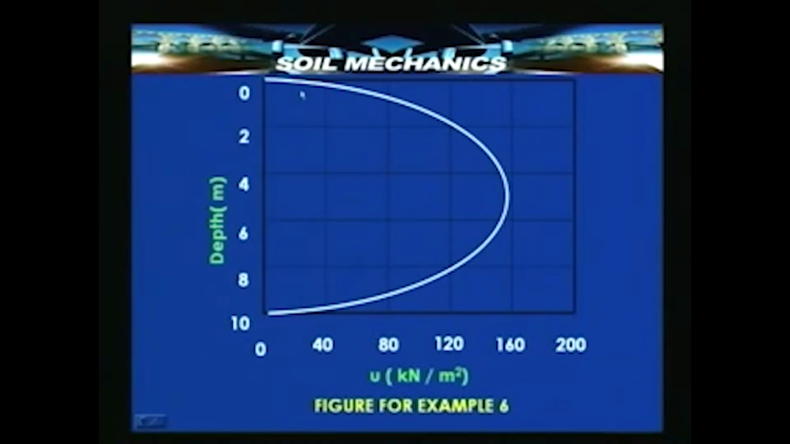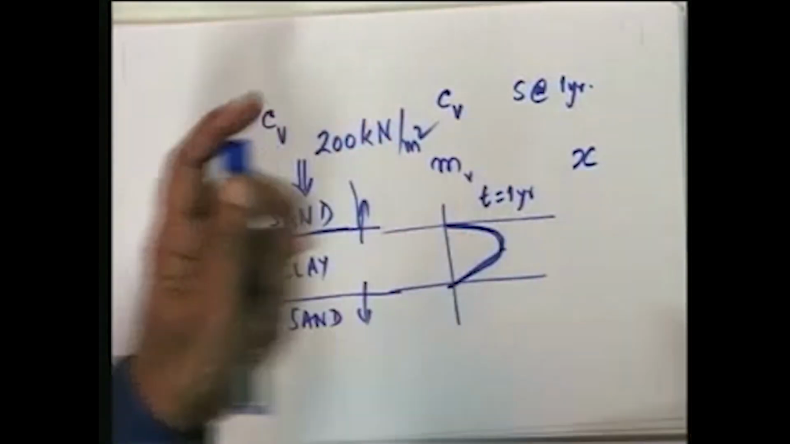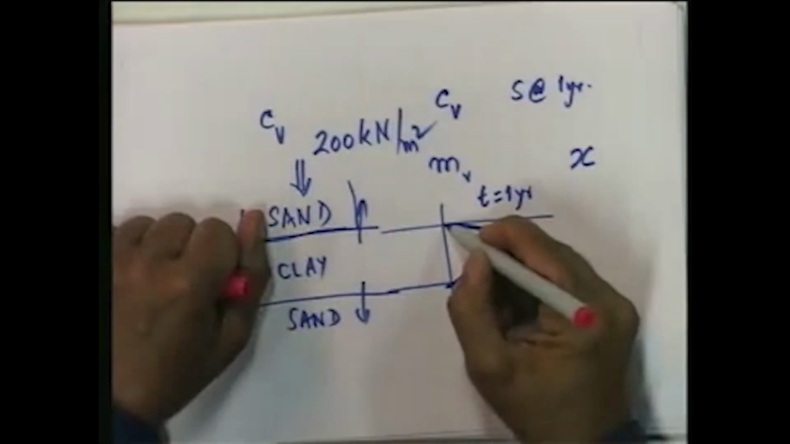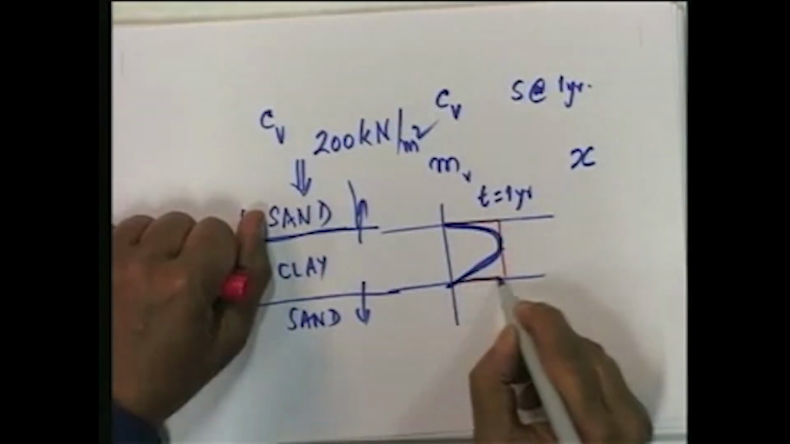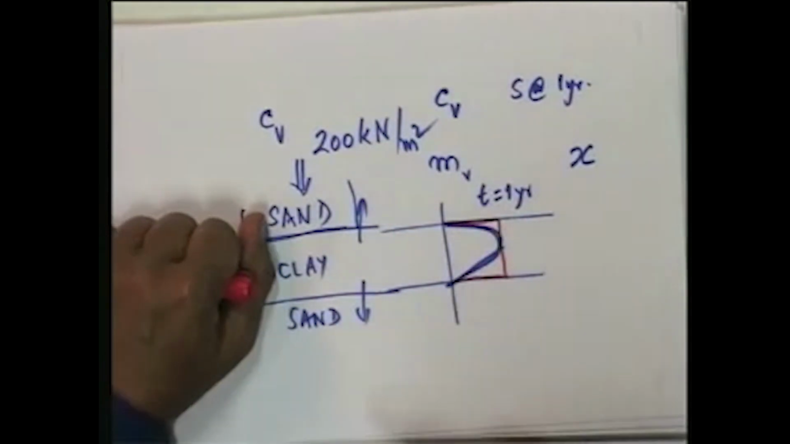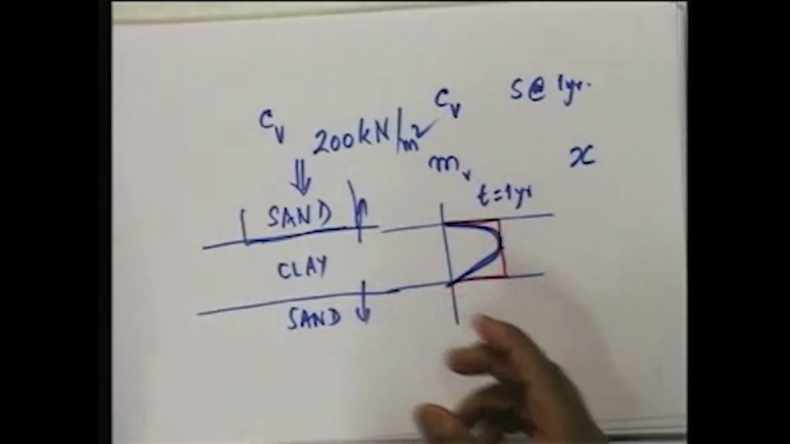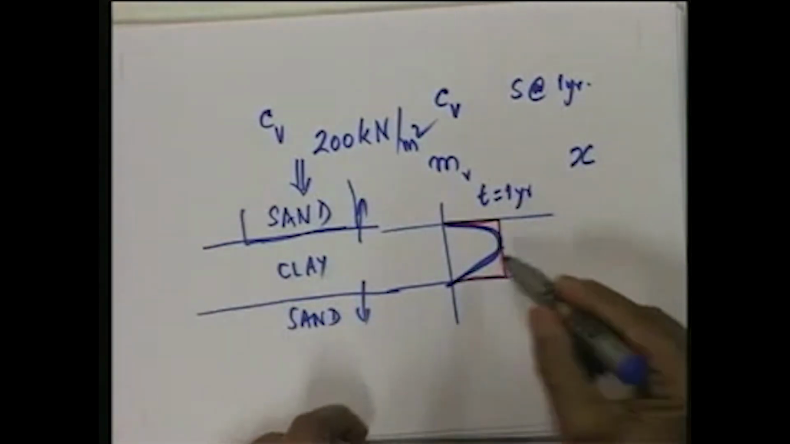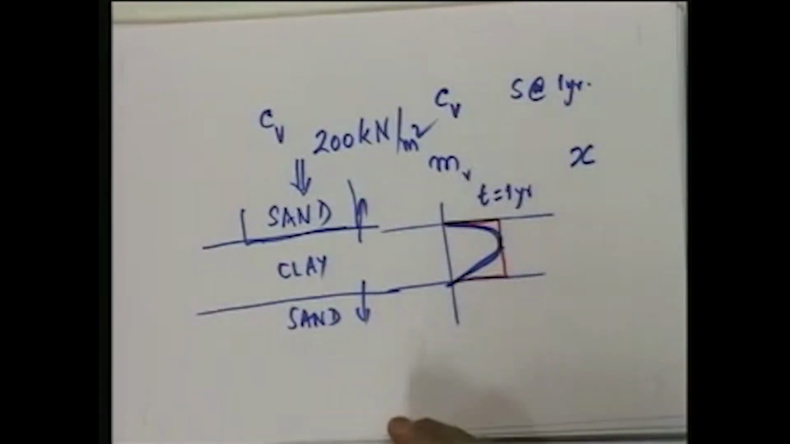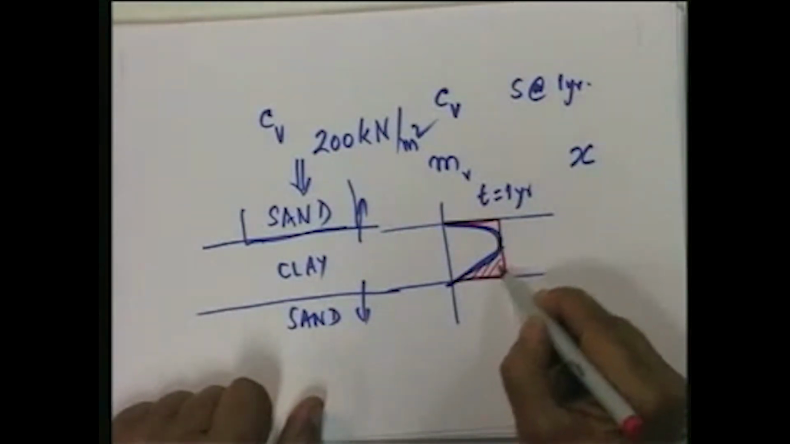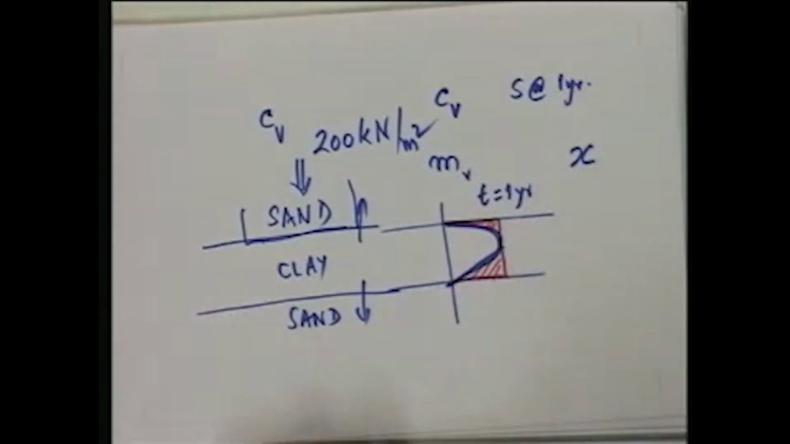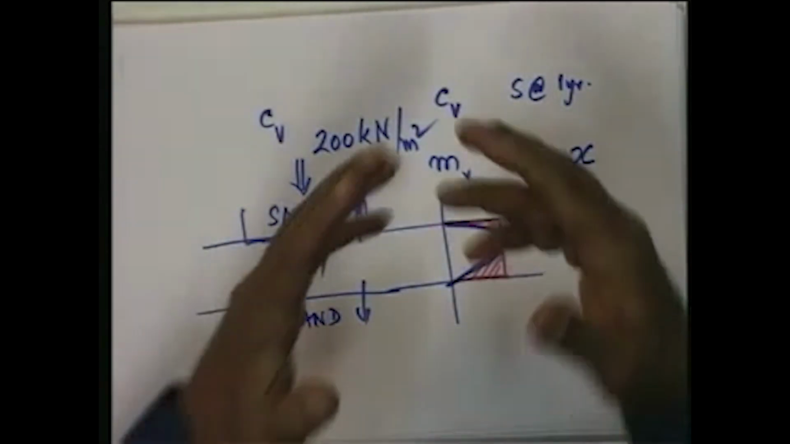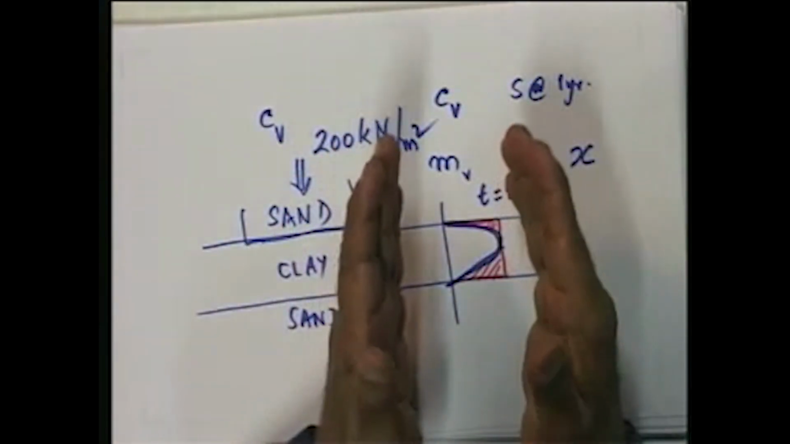because the initial excess hydrostatic pressure curve, though it is not shown here, would have been like this. This would have been the initial excess hydrostatic pressure, whereas now the hydrostatic pressure has reduced to this blue line. That means between these two there is an area which represents the pressure that has been dissipated, which in other words, the area under the curve here is indicative of the excess pore pressure that is either remaining or has been dissipated.